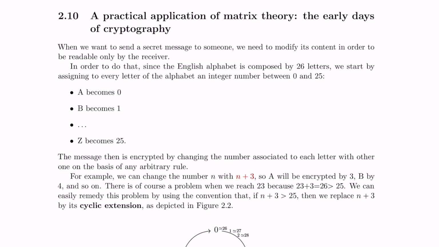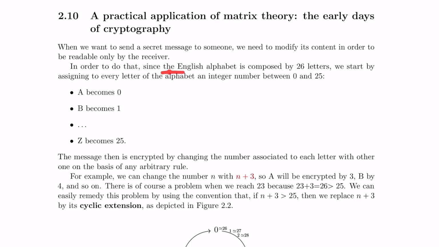In Chapter 3, we're going to examine the usefulness of matrices for the solution of systems of linear equations. However, already in this chapter, we can discuss the usefulness of matrices in the field of cryptography. As you know, if you want to send a secret message to someone, you have to modify its content in order to be readable just by the receiver. In order to do that, in general, the first thing we do is to codify letters with numbers.